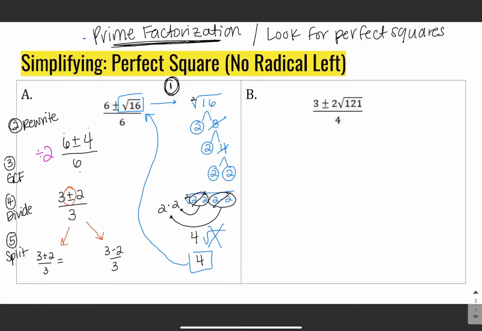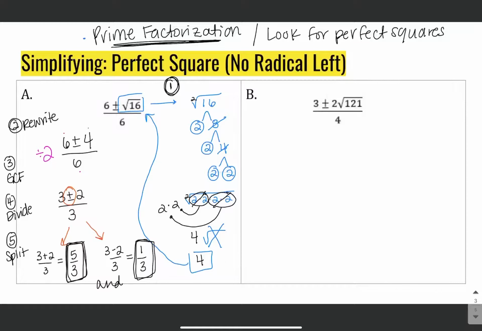So my first answer is going to be 5 divided by 3, and I can't simplify that, so that is what it is. And my next one, 3 minus 2 is 1, divided by 3, and I can't simplify 1/3, so that is what it is. So I've got 2 answers, 5 over 3 and 1/3.